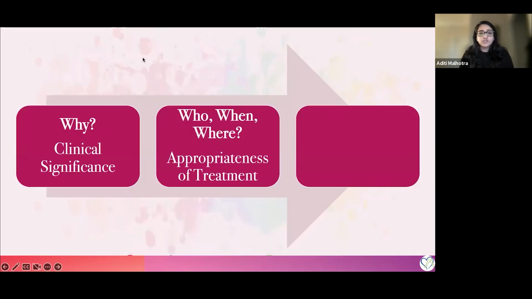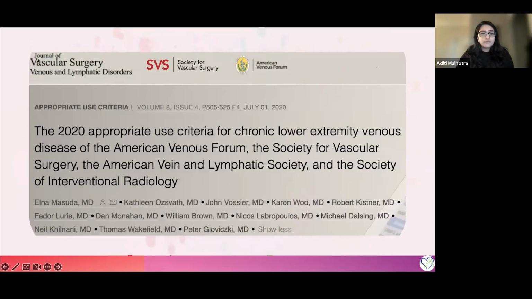Next, I'm moving on to who, when, and where. So who's appropriate for treatment? When is it appropriate to treat? At the moment, we have something known as an appropriate use criteria. So not necessarily a guideline, but something that came out in 2020. And many of the societies that are well known in the venous literature have come together to inform us of what is appropriate and when it is appropriate to treat a patient with AASV disease.